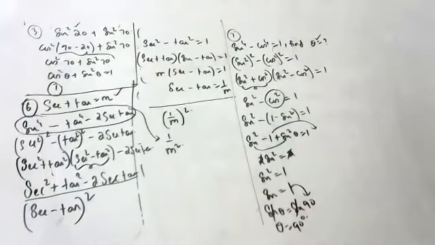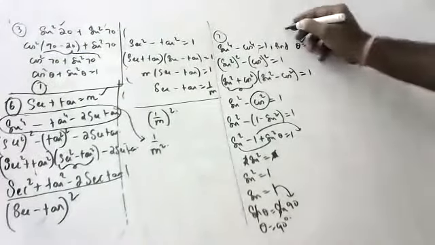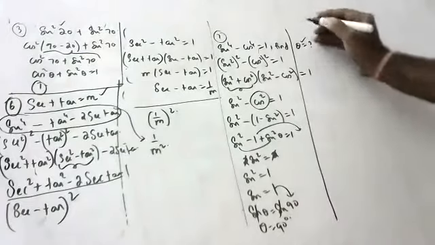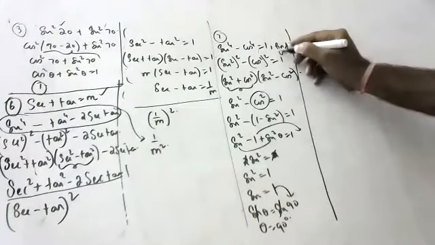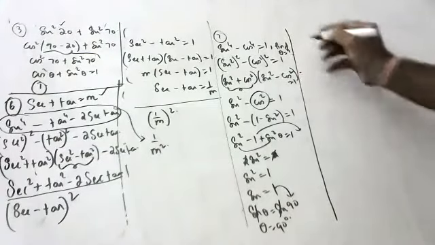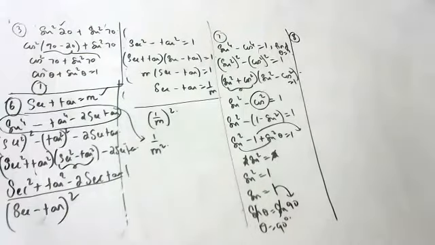So children, if it comes like this, you have to go to the answer like this. You may not be getting the idea at that moment. If you practice, you will get the idea, children. Okay, next question.